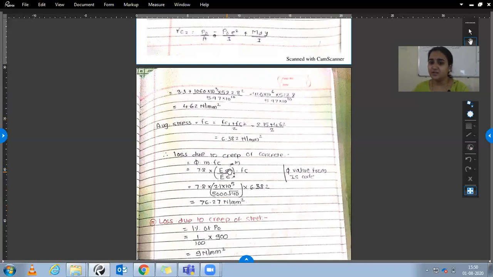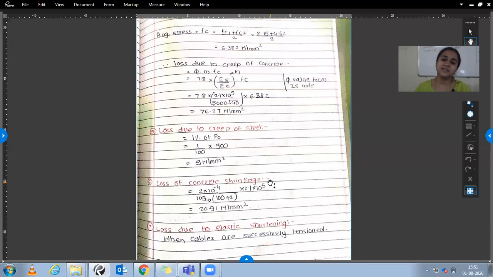ES is 2.1 into 10 raised to 5. What is EC? EC is 5000 under root FCK. Just remember our IS 456 value. For FCK, the grade of concrete is given as 40 Newton per mm square, M40. So 5000 under root FCK is the value for EC. We'll substitute all these values and we'll get 76.27 Newton per mm square as the loss due to creep of concrete.